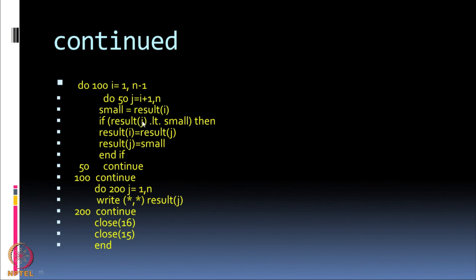So, if result j, which is the second one, is less than small, then I want to exchange these two, because I want to arrange them in an ascending order. The smaller ones will be written in an earlier value of the array and the larger ones will automatically go into larger values. So, small is equal to result I. If result j is less than small, then result I becomes result j, because result j was a smaller number, and now result j is small, because small is the original value of result I.